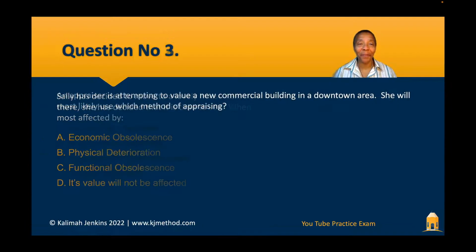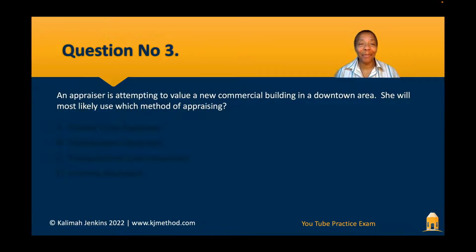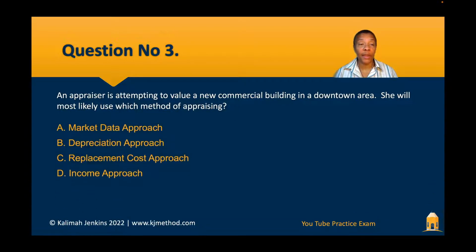Question number 3. An appraiser is attempting to value a new commercial building in a downtown area. She will most likely use which method of appraising? Let's see what the answers are. Market data approach, depreciation approach, replacement cost approach, or income approach. What do you think the answer is on this one? And these guys, you need to know right off the top of your head. All right, this should be a quick pick the answer, move on.